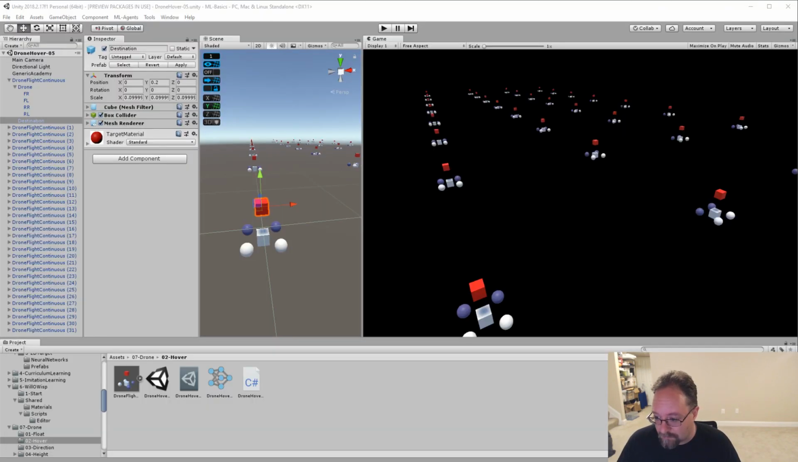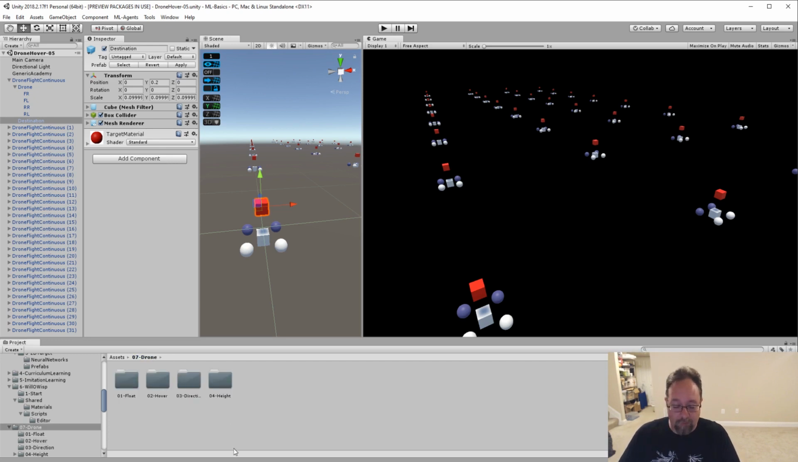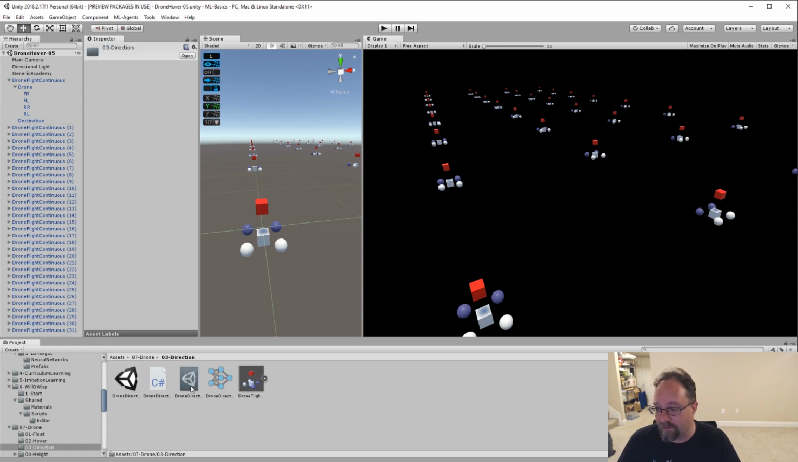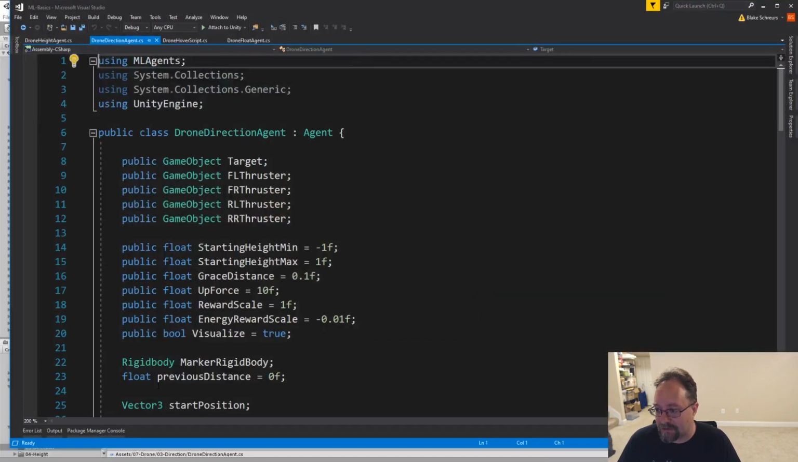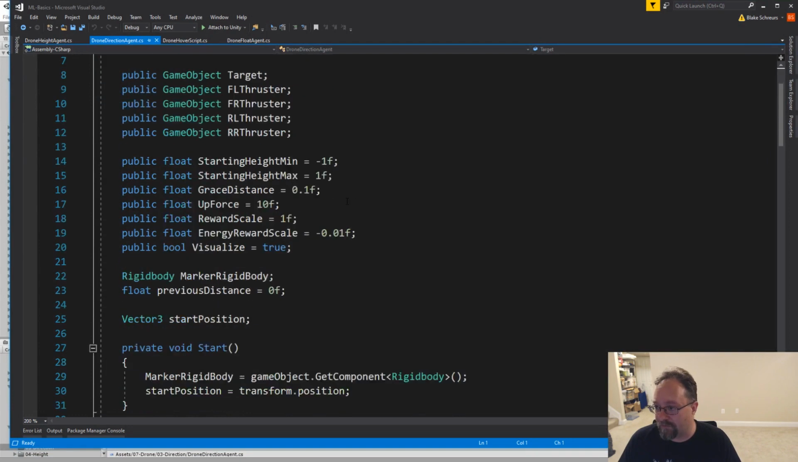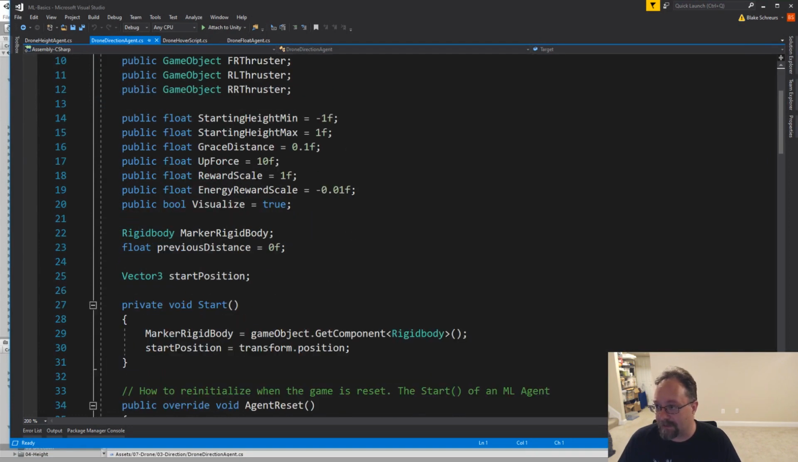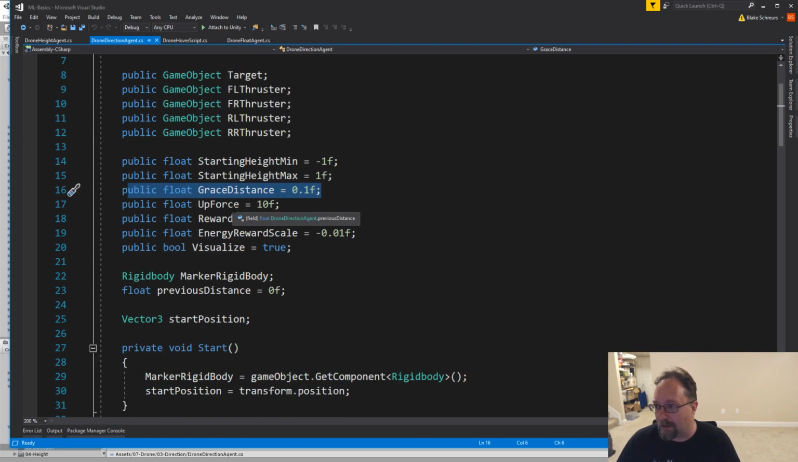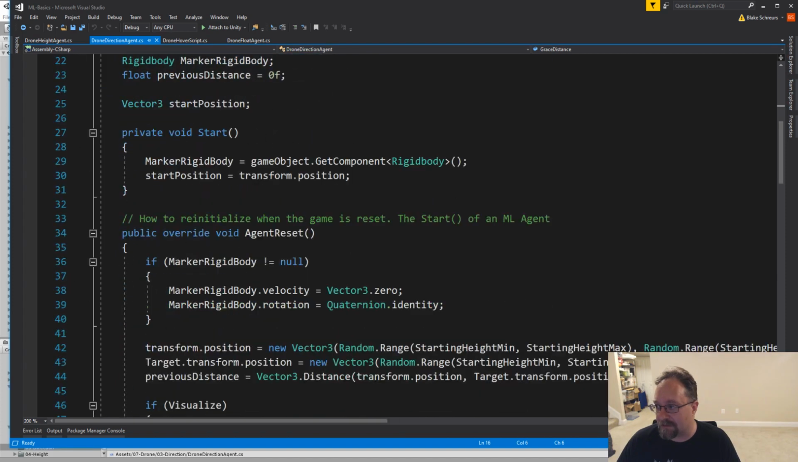So then we need to add movement in more than just the one direction, right? So we're going to go fully three-dimensional, and this is the directional version of it. In this case, we have something similar, and you'll see even in the script I said we're going to downplay the energy reward. The grace distance is when it's close enough to the target that it gets a bit of a reward. Aside from that, this script does not change much, right?